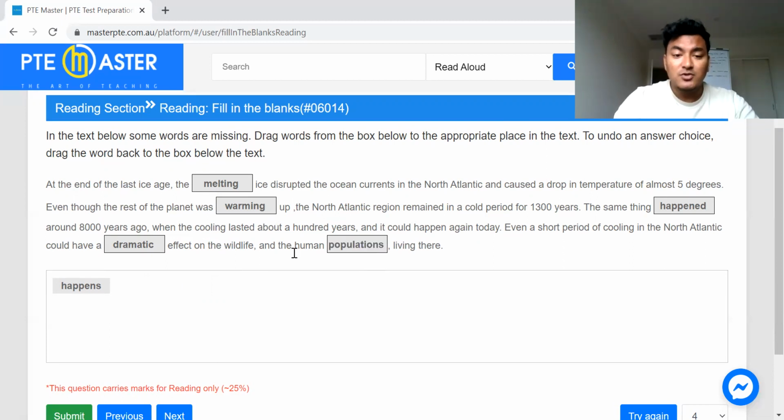Human populations. So collocations are two words that always come side by side. Mostly you will get academic words like human population. It's a very common collocation. You can get this in the examination. Dramatic effect, this is very common. You can get such types of collocations in the exam. If you know that these are collocations, you can solve the boxes, the fill in the blanks.